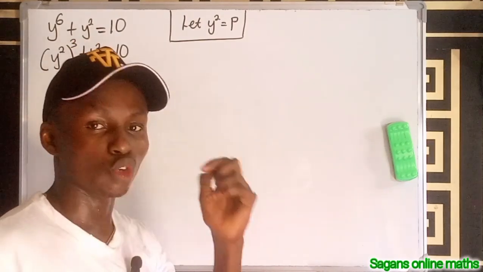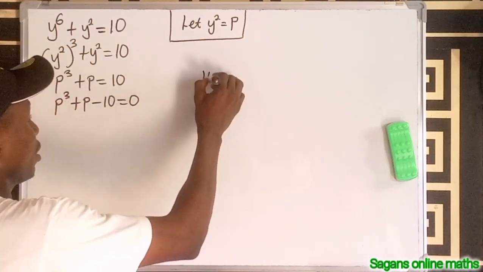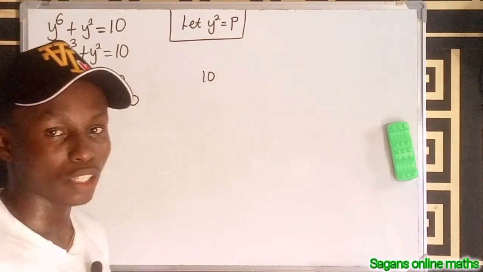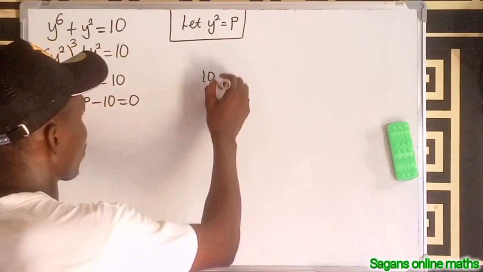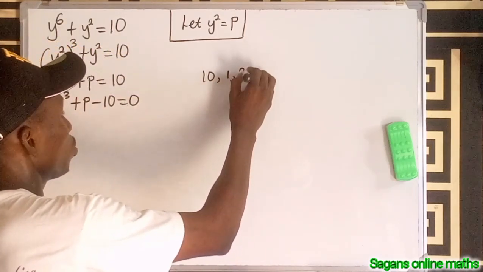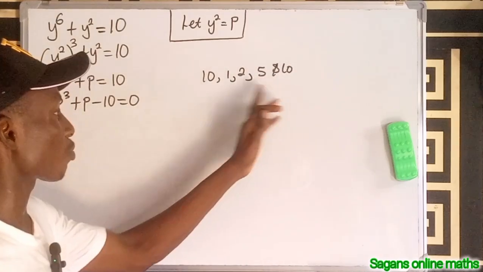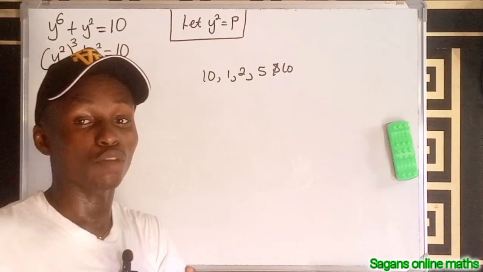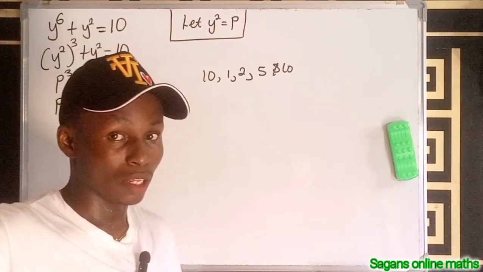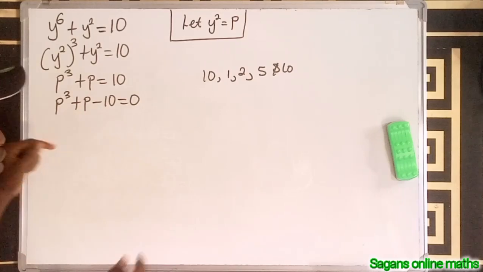Then our second step is to consider the constant, which is 10. Take note, this is not quadratic; this is a cubic equation. Now, what are the factors of 10? Factors are those numbers that divide 10 without remainder. Factors of 10 are 1, 2, 5, and 10 itself. From here, I'm going to pick one number and think of another number that should be a perfect square, such that if I add or subtract them, it will give us the coefficient of P here, which is 1.